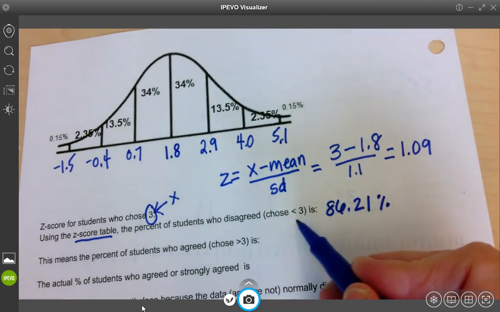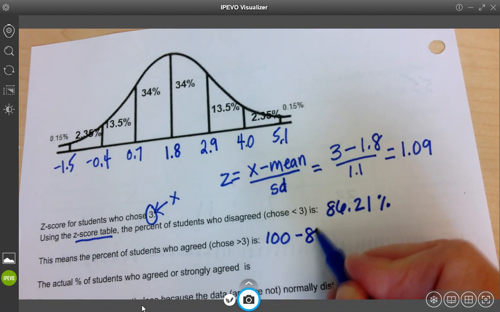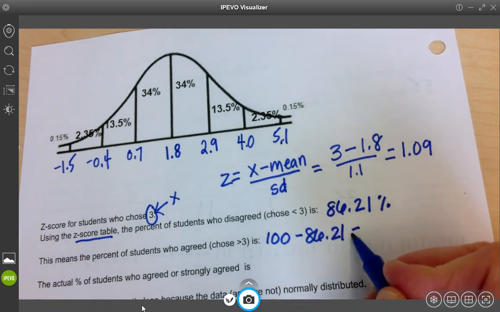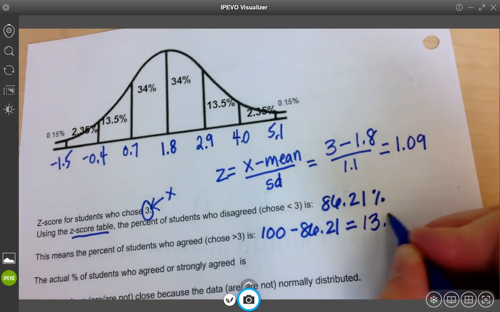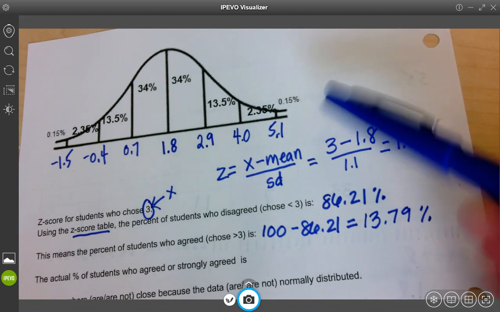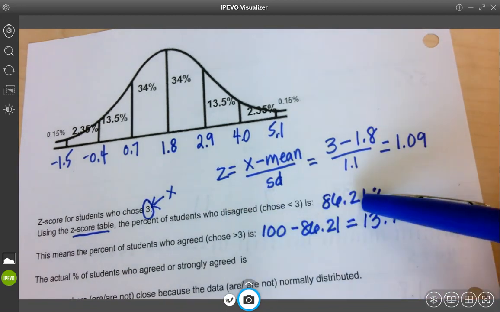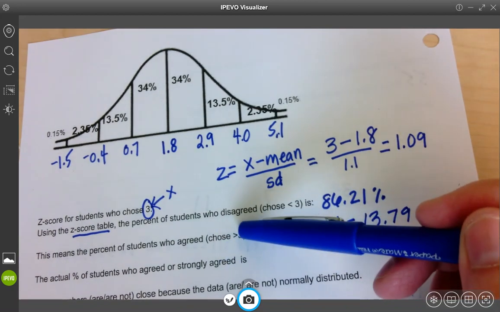Now, 86.21% chose less than 3. To find what percent chose more than 3, we have to subtract it from 100%. So go ahead and find that. All right, I'm getting 13.79%. Did anybody else get that? Yeah, okay. So what this is saying is, by using a normal distribution to analyze it, we have 86.21% disagreed. They chose less than 3. And 13.79% agreed. They chose more than 3.